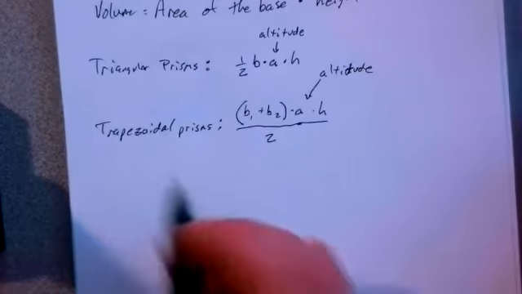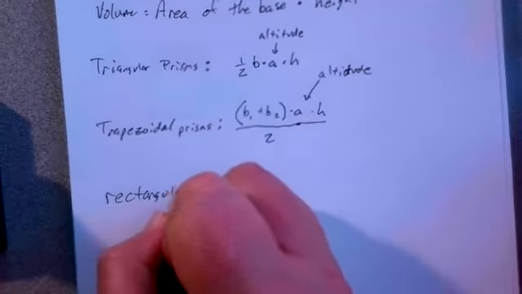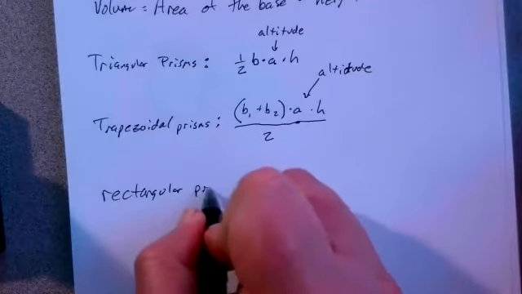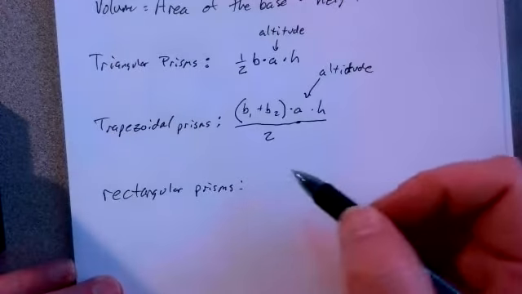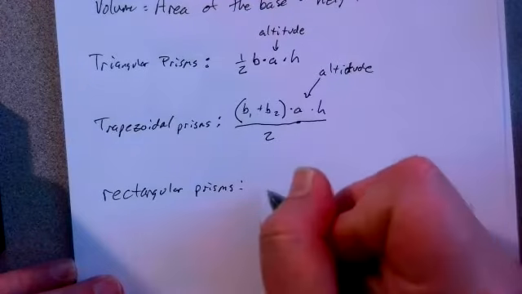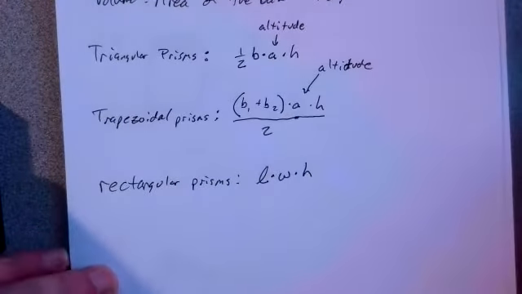Okay, for rectangular prisms, as we talked about earlier, we can't say base times height anymore. We're going to have to call this length times width times height.